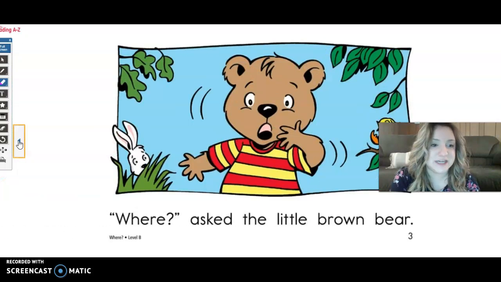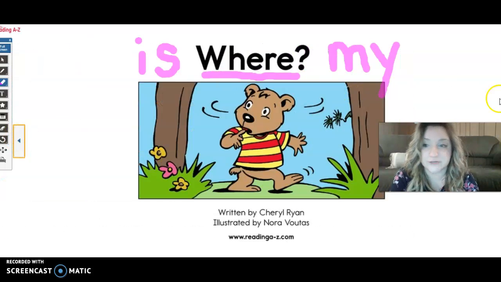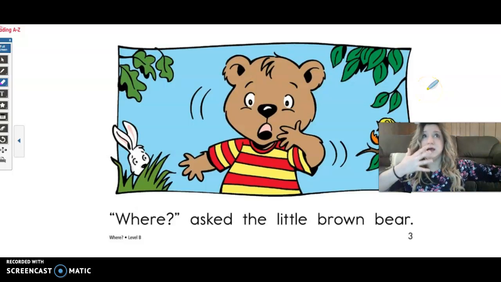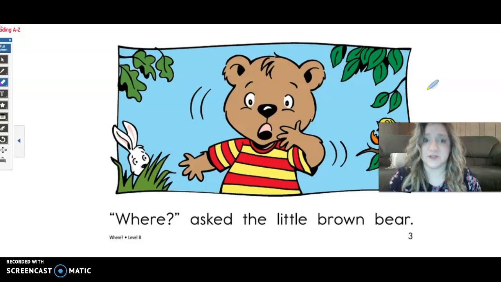So let's get started. I am going to start first. I'm going to read the first page. And now remember, I'm looking at the picture. I'm noticing how little brown bear is feeling. He's like this. Definitely very scared. So I need to make sure that my voice matches how the character's feeling. So I need to make sure that my voice sounds scared. Would I say it like this? Where? Asked little brown bear.